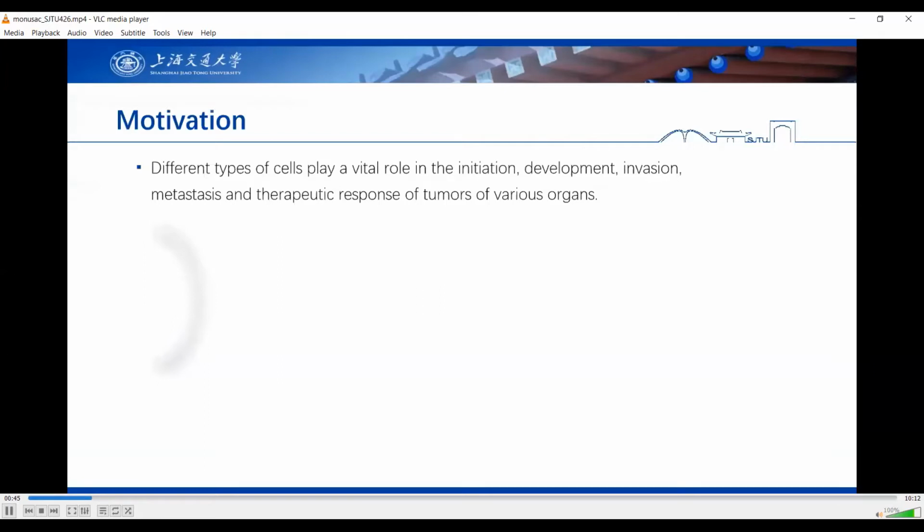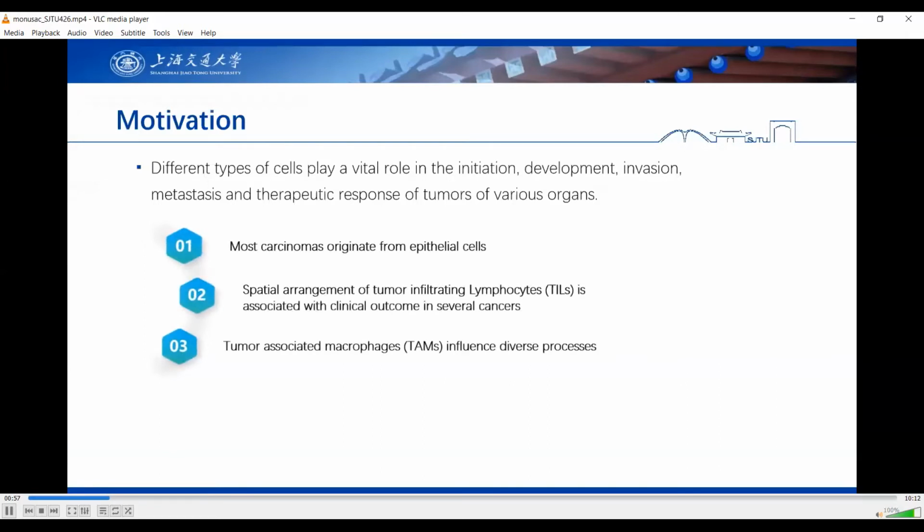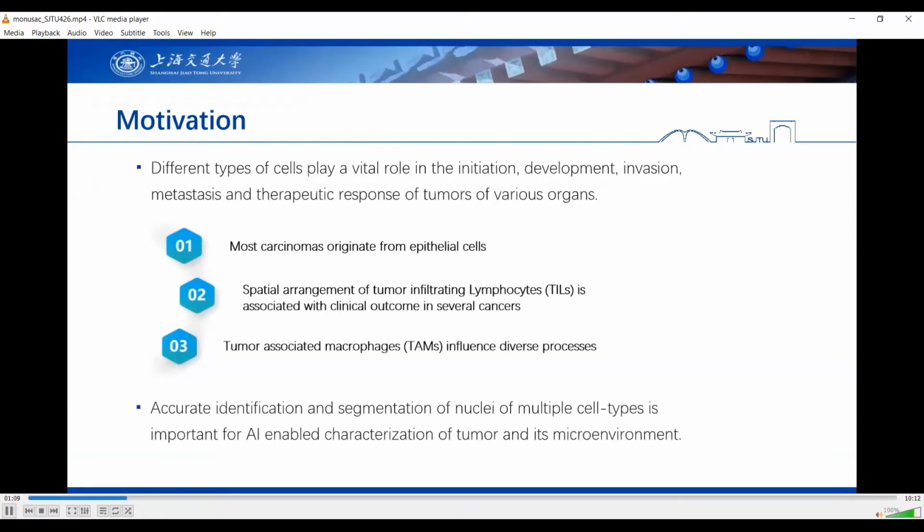First is the motivation. Different types of cells play a vital role in the initiation, development, and invasion of tumors of various organs. For example, most carcinomas originate from epithelial cells, and tumor-associated macrophages influence diverse processes. Thus, accurate identification and segmentation of nuclei is important for AI-enabled characterization of tumor and its microenvironment.